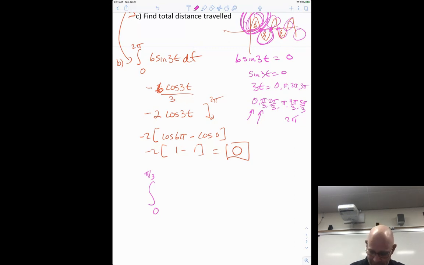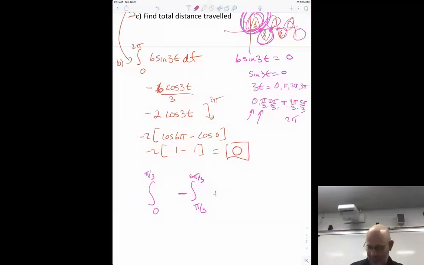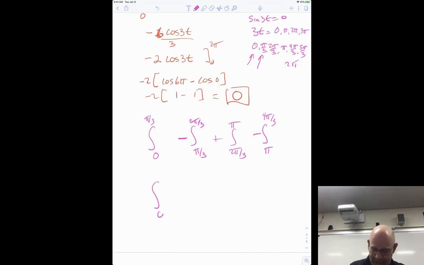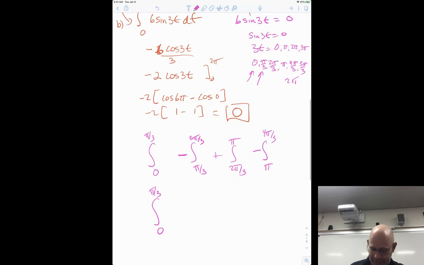Normally I would go from pi over 3 to 2 pi over 3, but this would be negative area, so I would subtract that. Then I would go from 2 pi over 3 to 3 pi over 3, which is positive area. Then from pi to 4 pi over 3, which is negative area, so I would subtract. That's normally what you would have to do. But because of the symmetry in this problem, I can just go from 0 to pi over 3 of 6 sine 3t, and multiply it by 6 because there are 6 of those regions.